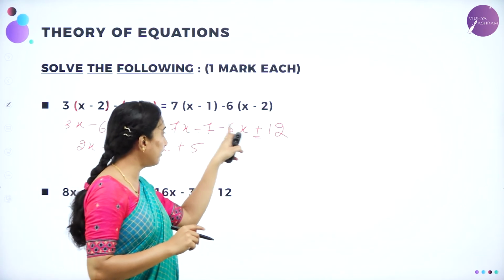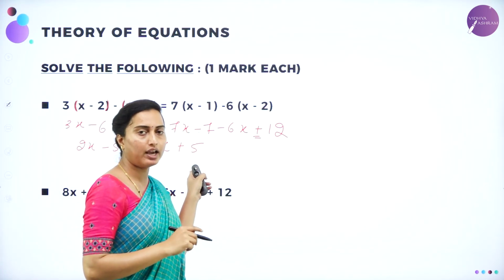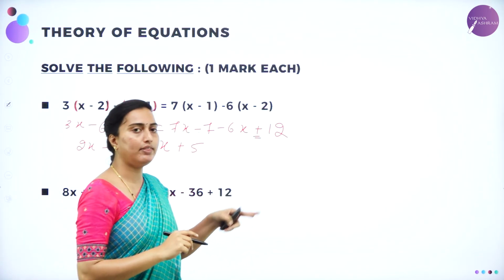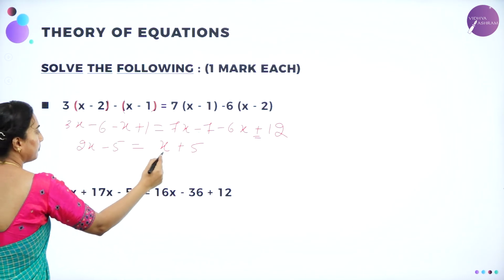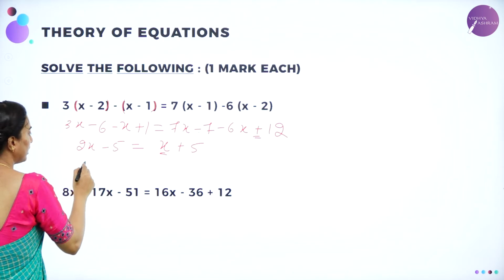If you are having plus 7 minus 12, it means minus 5. The higher symbol, the highest number is 12 there, so that symbol you are going to take. So 2x minus 5. Now collecting x terms: take the x term to this side, constant term to that side.